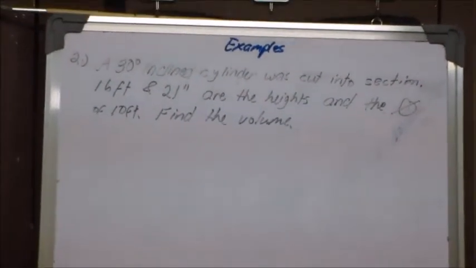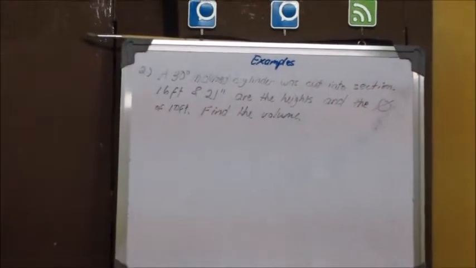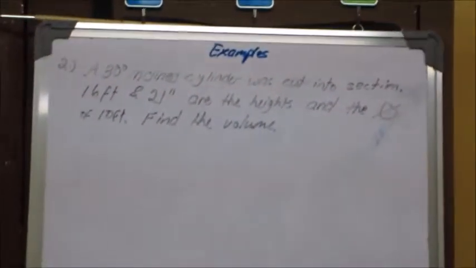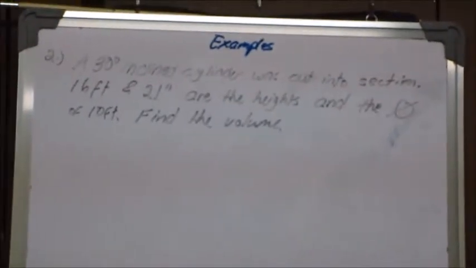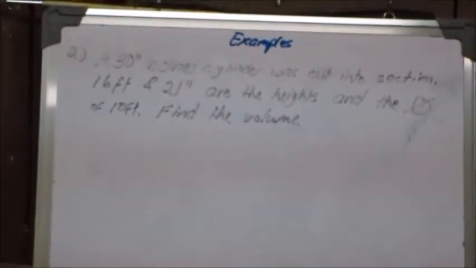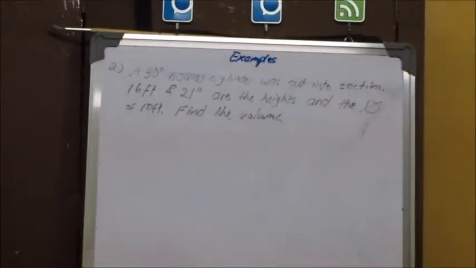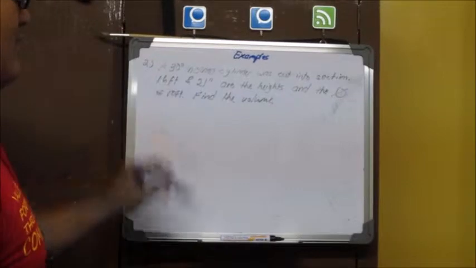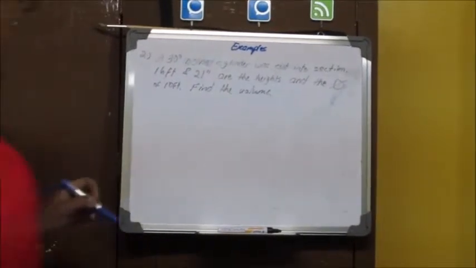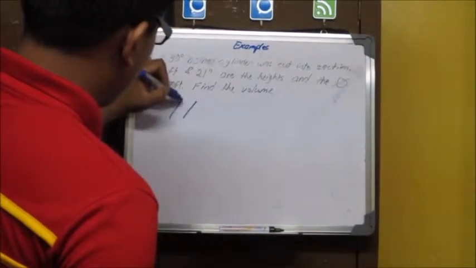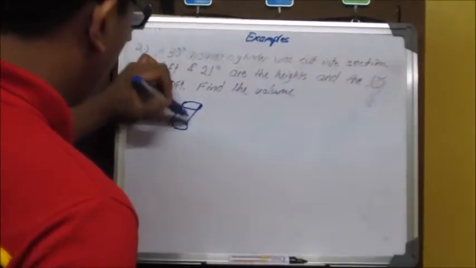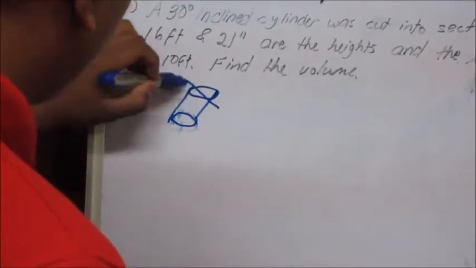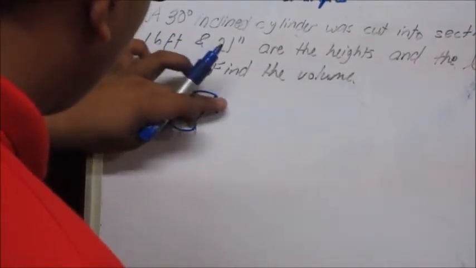Number 2. A 30-degree inclined cylinder was cut into a section. 16 feet and 21 inches are the heights and the diameter is 10 feet. Find the volume. As you can see, the height was given in feet and inches. So, let's draw first the diagram. This is the inclined truncated cylinder. Let's say this is the section.